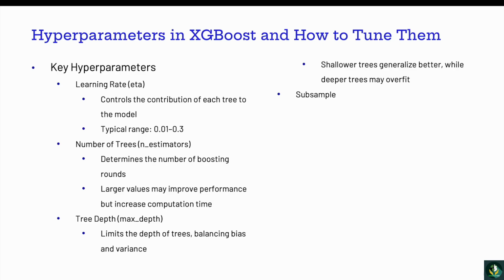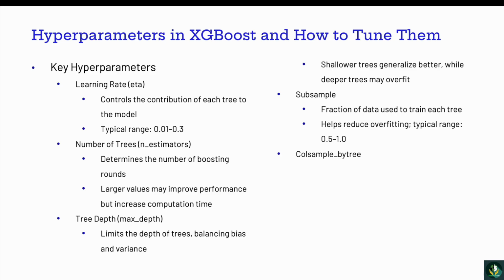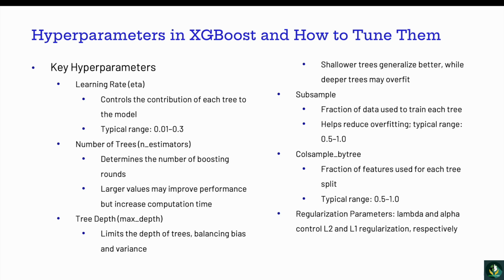Then subsample, the fraction of data used to train each tree, helps reduce overfitting. Typically the range is between 0.5 and 1.0. Then we have colsample_bytree, the fraction of features used for each tree split. Typical range is 0.5 to 1.0. And finally, we have the regularization parameters, lambda and alpha, which control L2 and L1 regularization respectively.